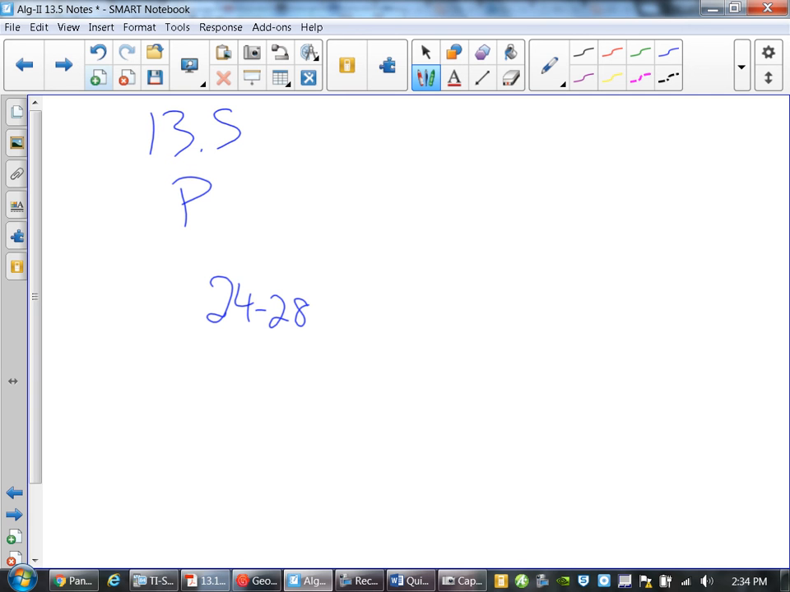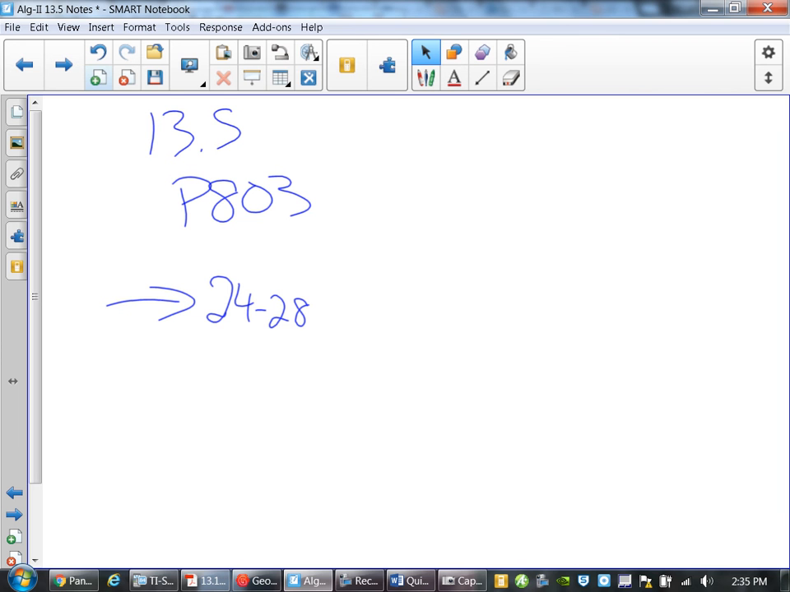803. Page 803. I want you to do those 5. You're solving the whole triangle, so you're going to solve for all 3 missing parts. Each and every one of those 5 problems will work, and there will only be one triangle that will be able to be created with those values.